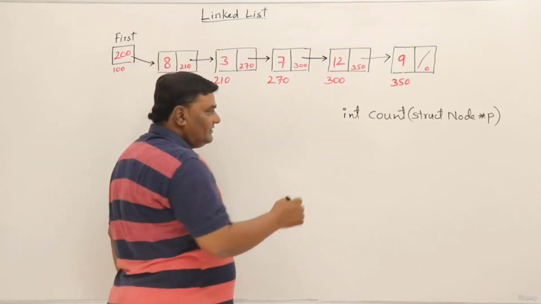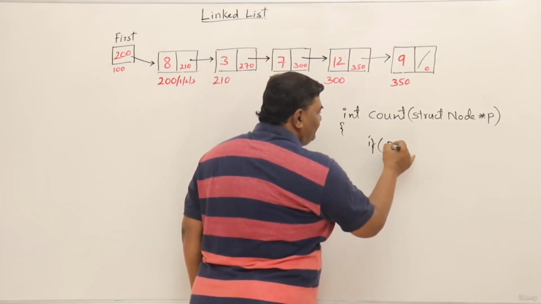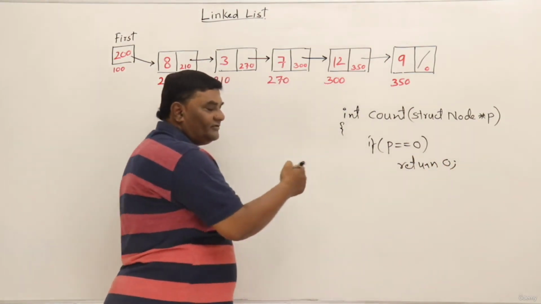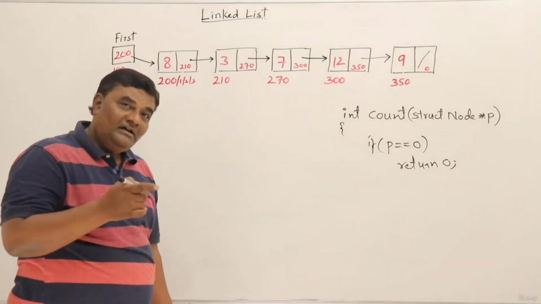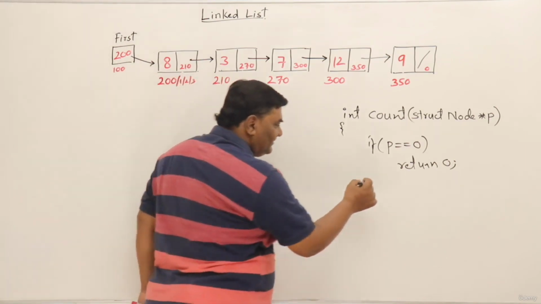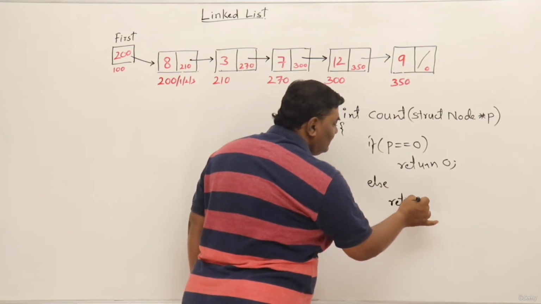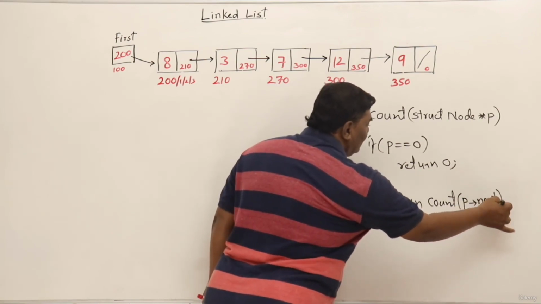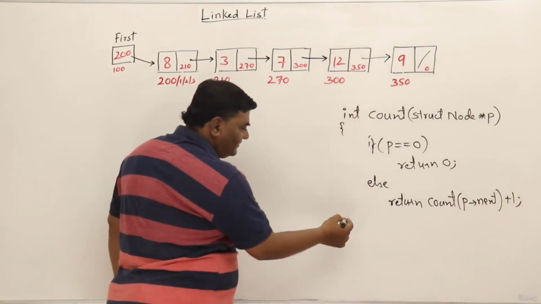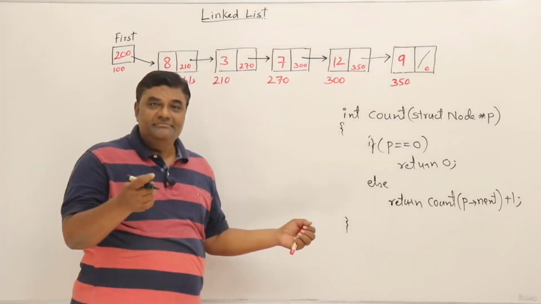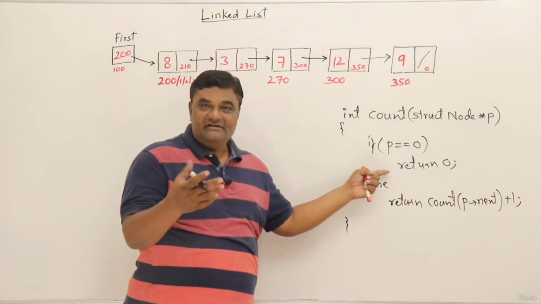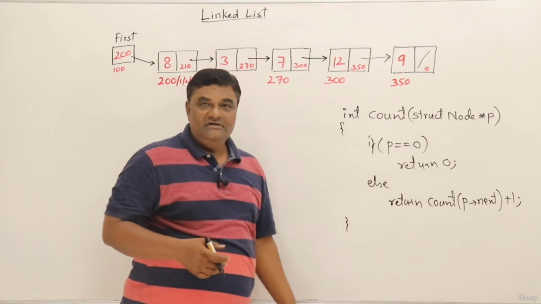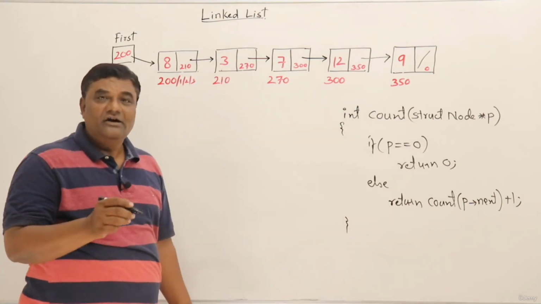So I will write on the condition. If p is equals to null, then return 0. So if there is no node, then return 0. Otherwise, if there is a node, then return count itself for p is next and also add 1. That's all. This is the function. Simple steps are defined. If p is null, then return 0. There is no node. If there is a node, then call for next node and add 1. So let us quickly trace this one and see how it is working.